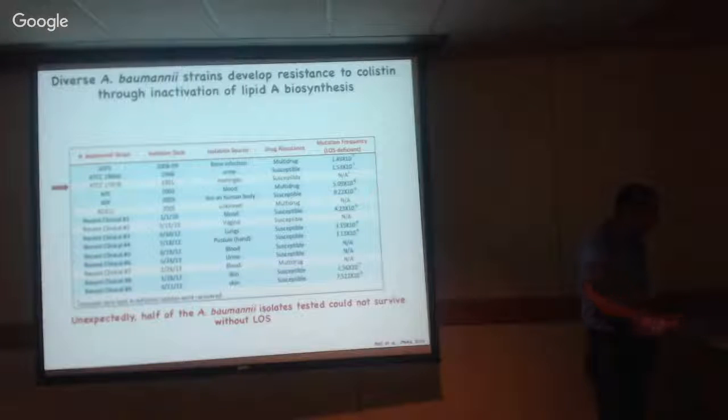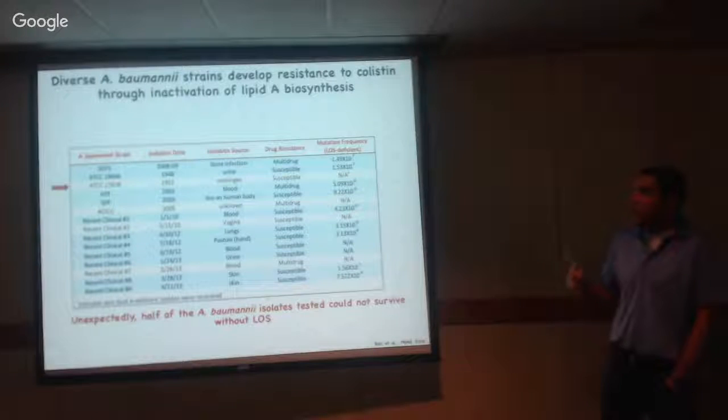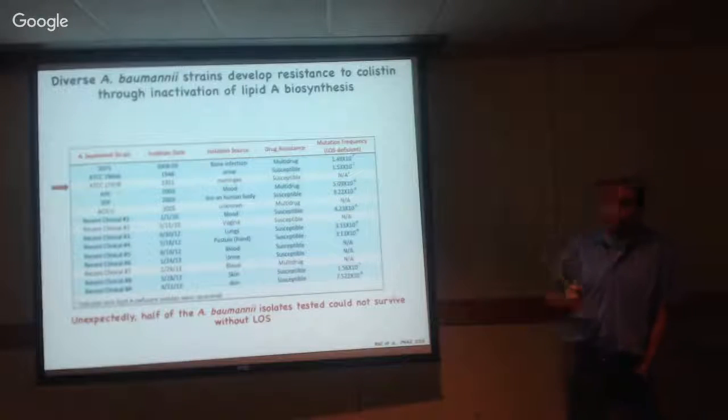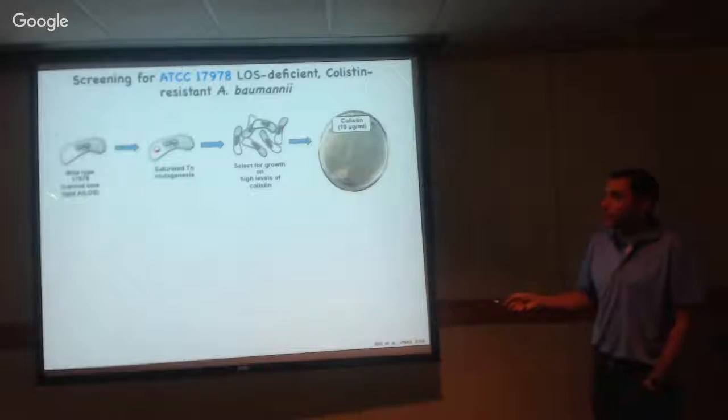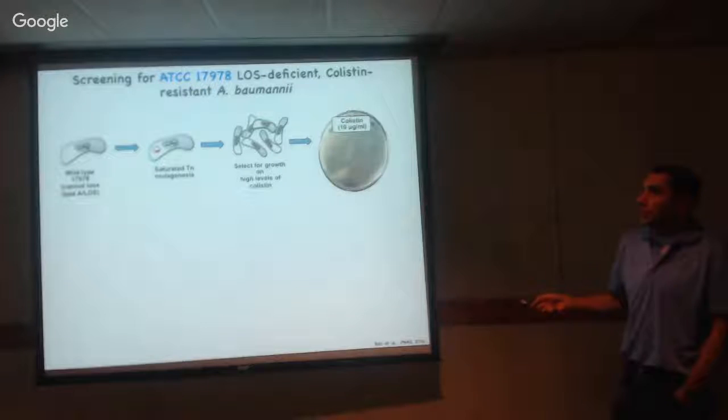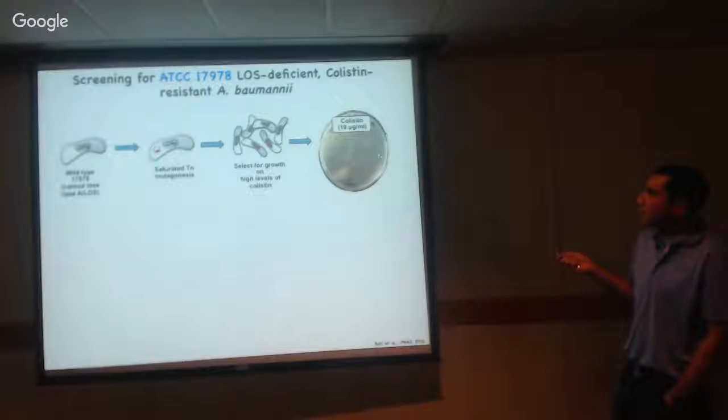So one of the approaches that we took to understand how these cells are surviving without LOS was we did a saturating transposon screen using Tn in 17978. This is the strain that cannot lose lipid A or LOS. We took our library and selected for growth on high levels of colistin, and we got colonies back.